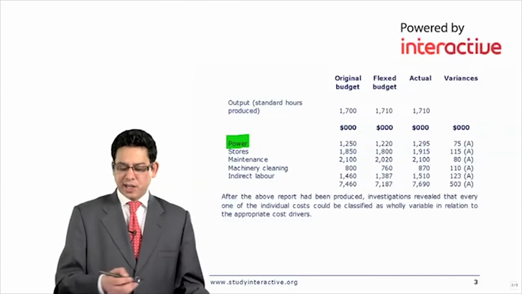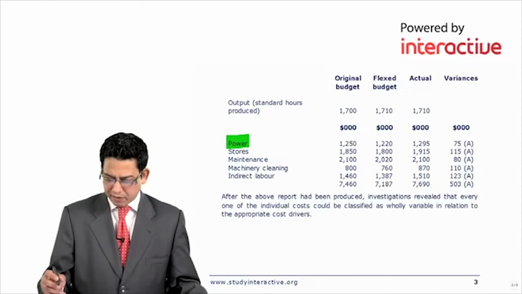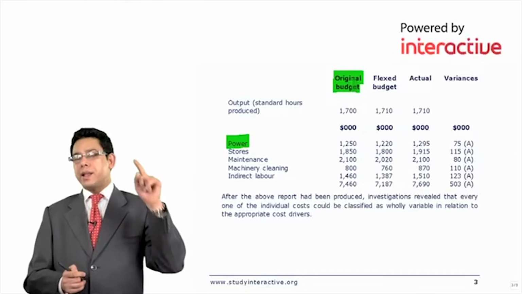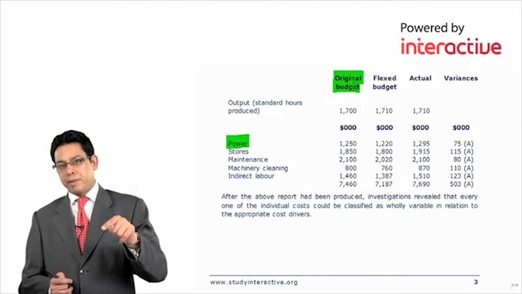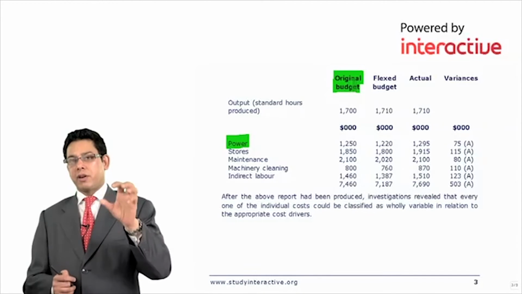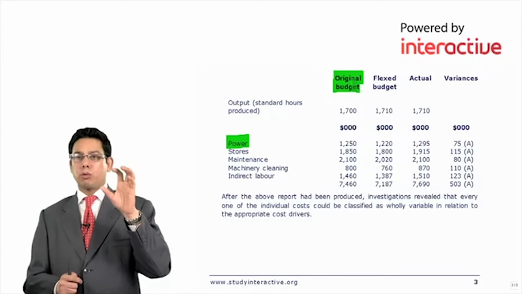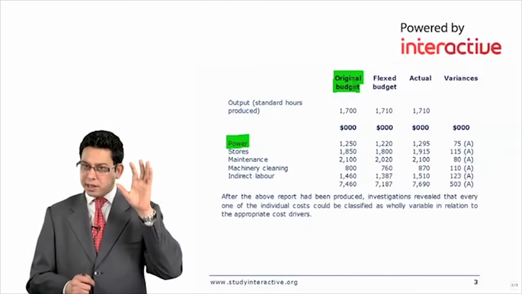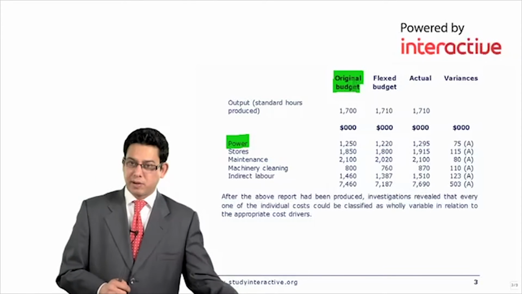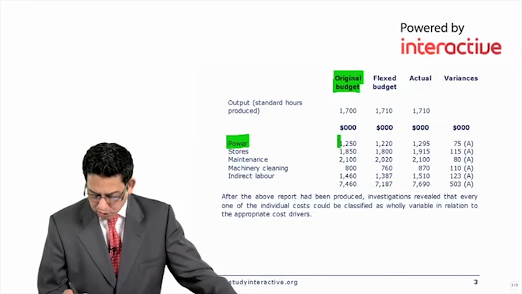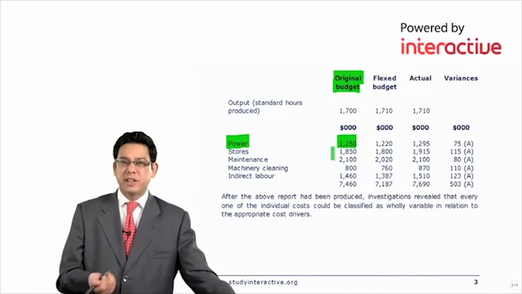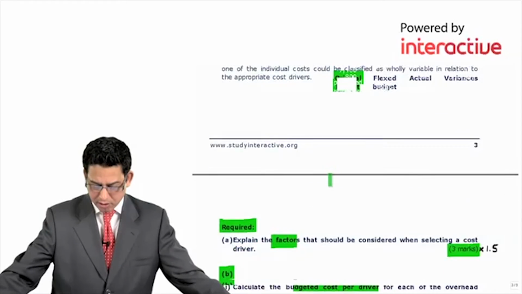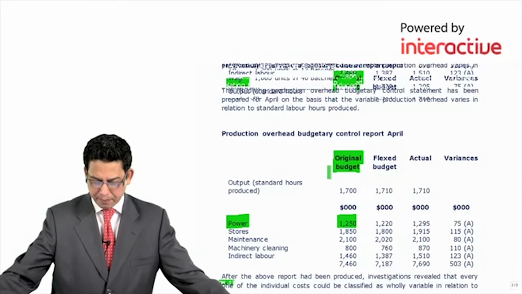As far as power is concerned, we are given the original budget. Now please remember, whether it's absorption costing or activity based costing, cost driver rates or overhead absorption rates are always calculated using the budgeted figures, not the actual results. Here the cost of power is 1,250,000, and we are looking at the drivers which are given here.